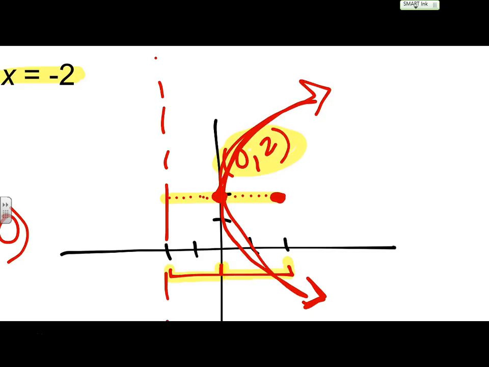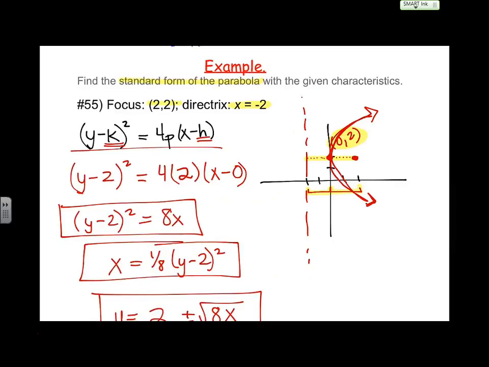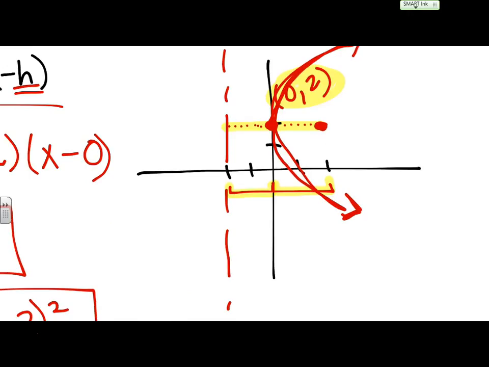And then where's the p come from? The p comes from the actual distance itself. So since there was 4 in between, we could think of 2 to the directrix and 2 to the focus. And that common constant number, which is what it will always be, is how you get p.